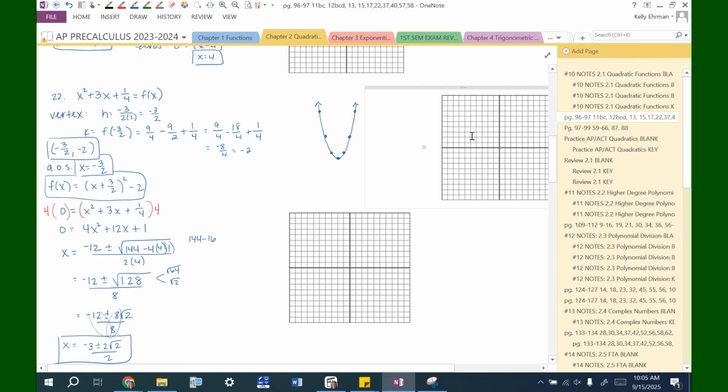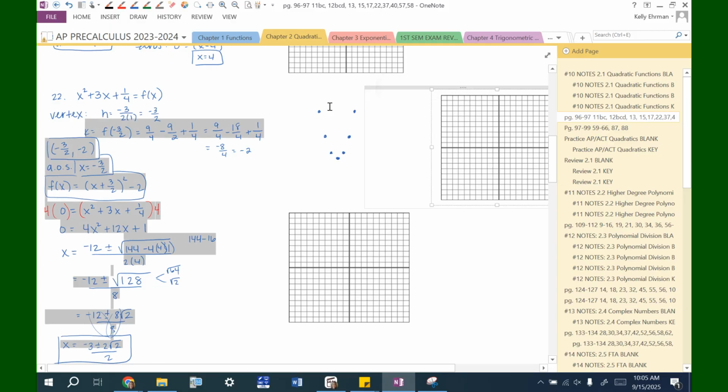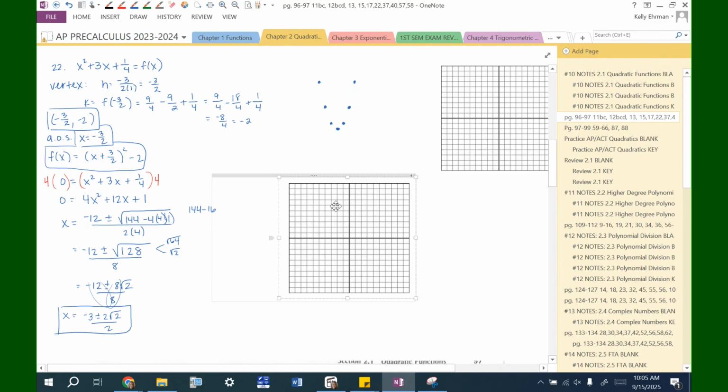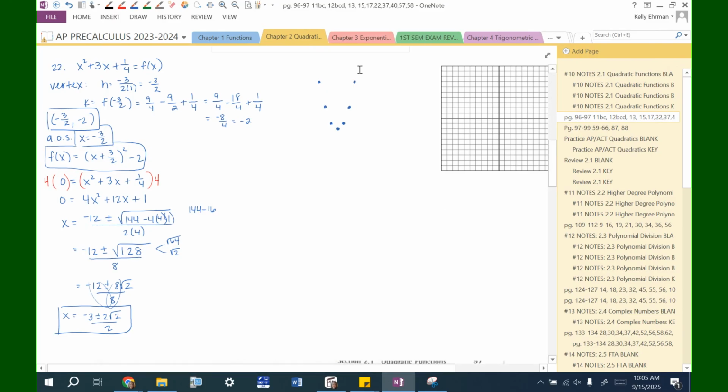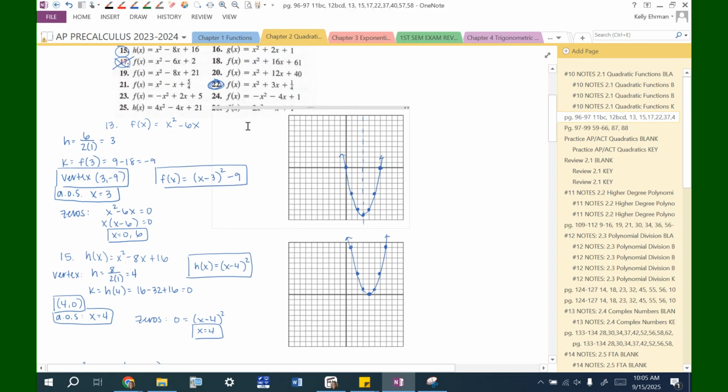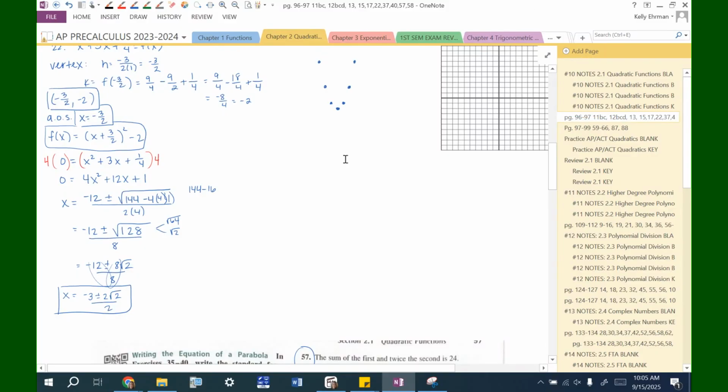Okay, and why did that just happen? Let's see if I can undo that. Nope. Okay. I don't know why my graph just shifted over like that, but we will just ignore that. And honestly, let's just call it a day on that. Okay, so we're actually not going to do 23, just because that was time consuming.